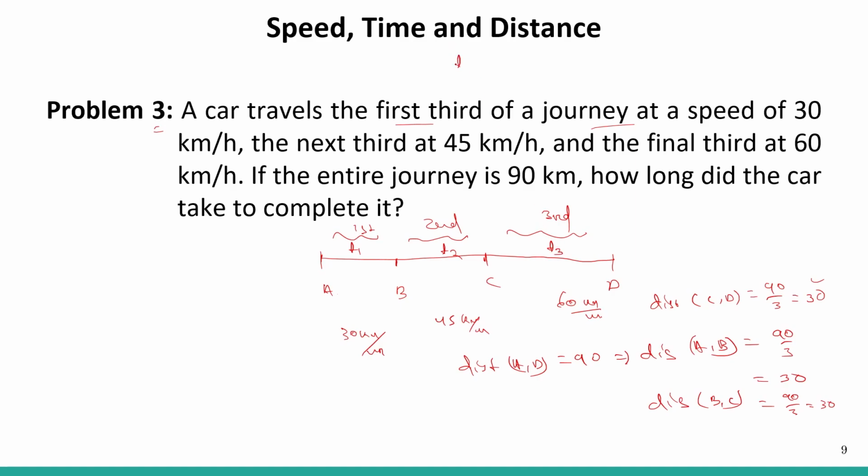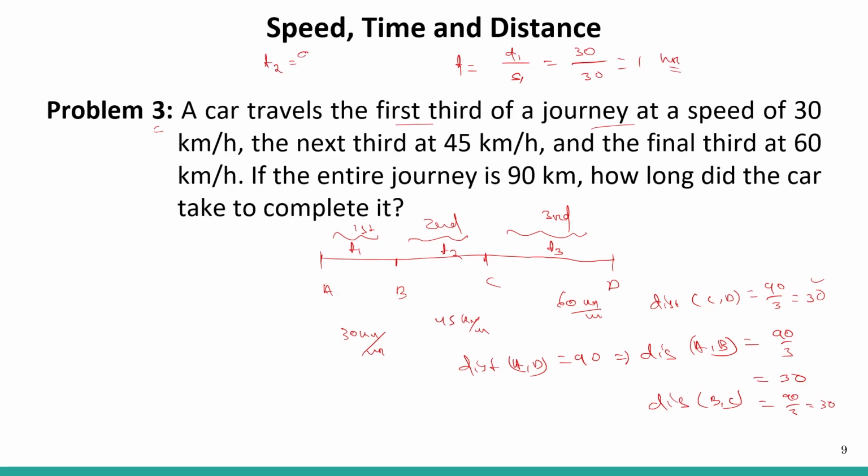Okay, so T1 is equal to what? D1 by S1, right? So D1 is equal to what? It is 30, and S1 is equal to 30. So it will be 1 hour. Okay. So T2 is equal to what?